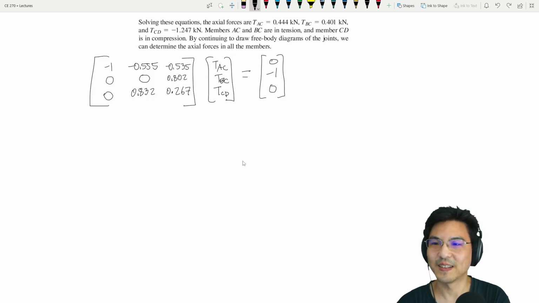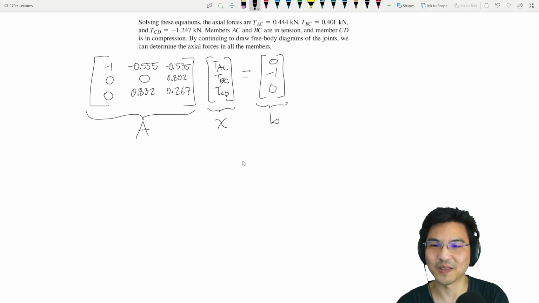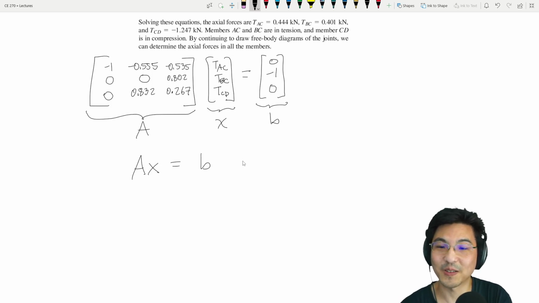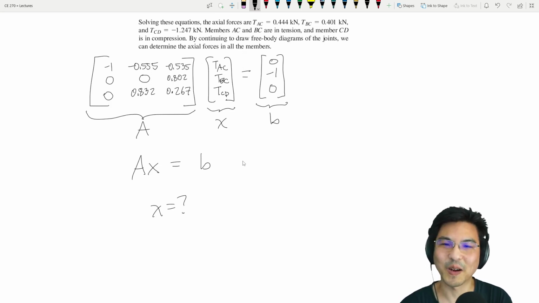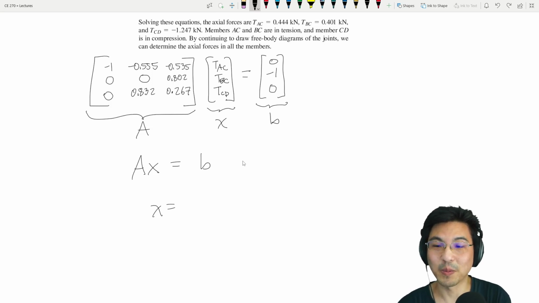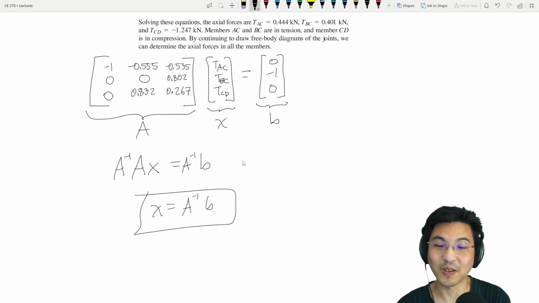How do you do that? Well, let's talk about the algebra first. We can call this some matrix A. This is some vector x of unknowns and some vector b. So it's an equation that looks like Ax equals b. Then how do you solve it for your unknown x? What is x, right? That's what we're after. And you just pre-multiply both sides of the equation by the inverse of A, because then this turns into the identity matrix, and then that's all.